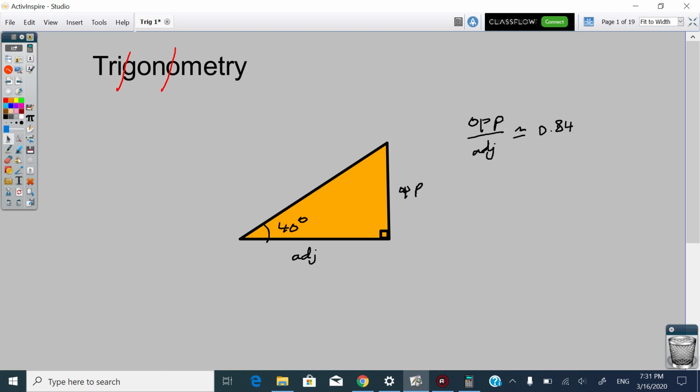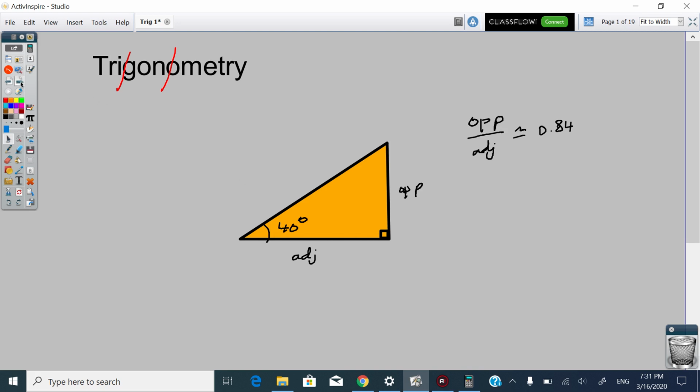And as you remember, your investigation was about drawing a right angle triangle with an angle of 40 at the base, and you were required to calculate the ratio of the opposite divided by the adjacent, and you found that it was approximately 0.84. And the fact that you all drew different sized triangles and that this ratio was the same for all of you was an interesting fact.